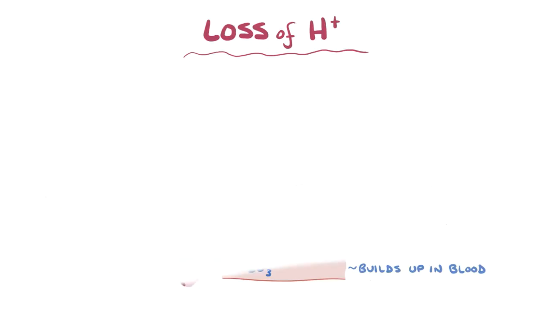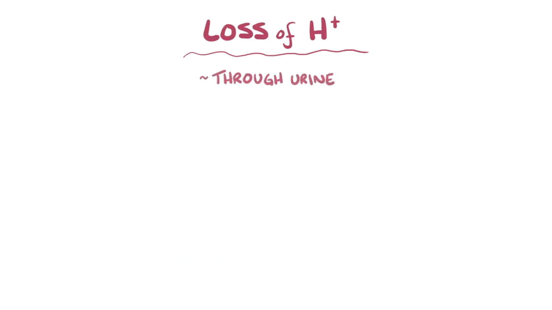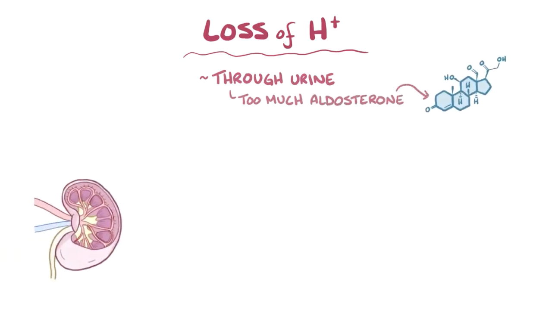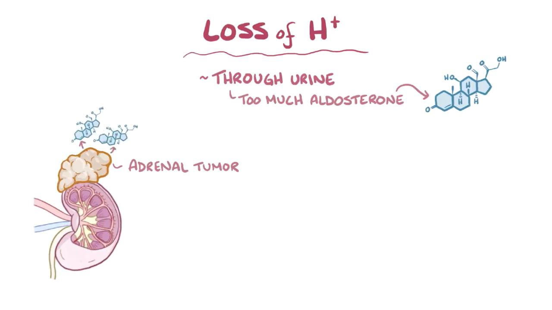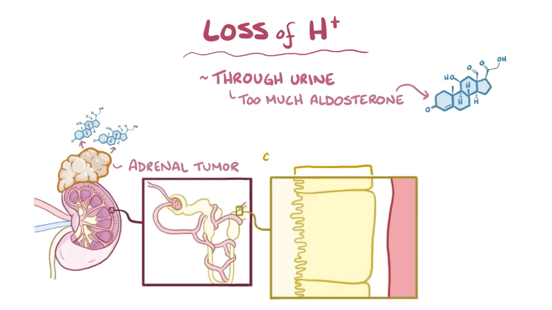Another way that hydrogen ions can be lost is through the urine, in the context of having too much of the hormone aldosterone. This can happen when there's an adrenal tumor that secretes excess aldosterone. The aldosterone makes the alpha intercalated cells of the distal convoluted tubule and collecting duct dump out hydrogen ions and reabsorb more bicarbonate. The result is that the urine becomes more acidic, and the blood becomes more basic.